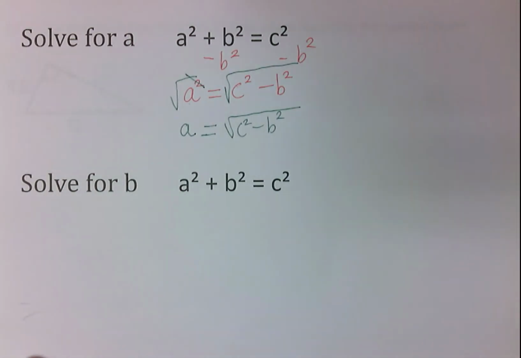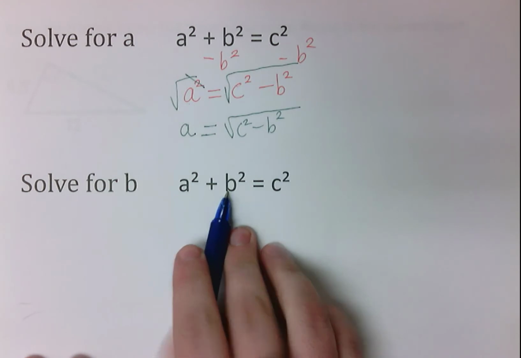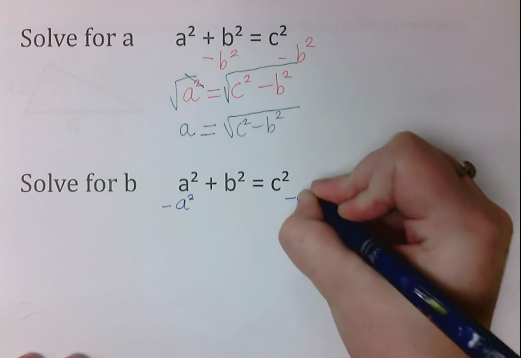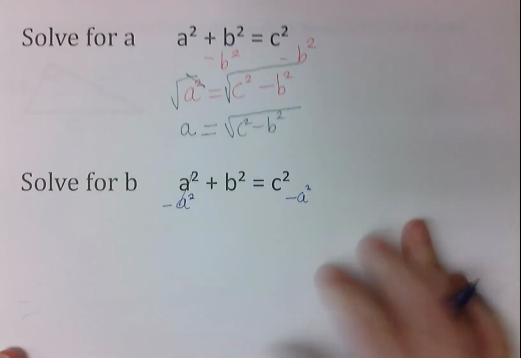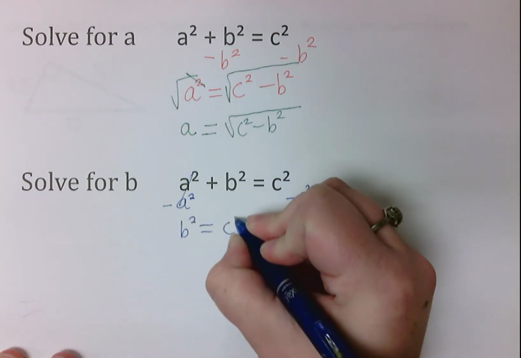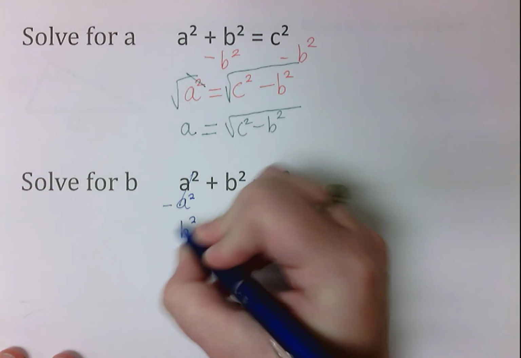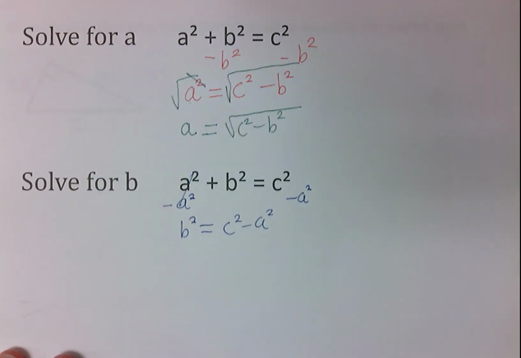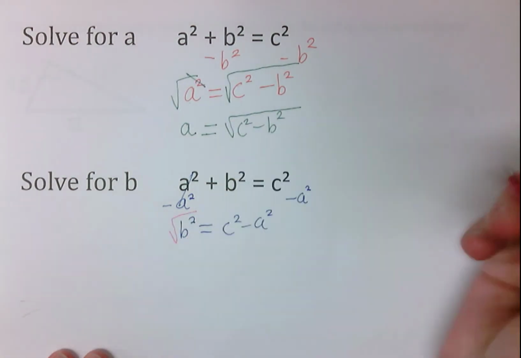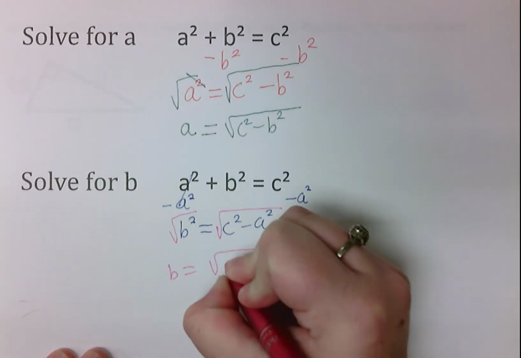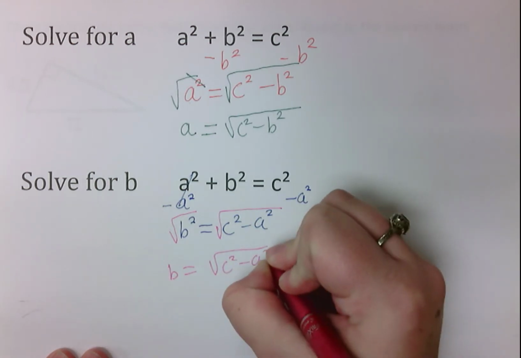All right, so we're going to look at solving for B this time. So this time, instead of subtracting B squared, I'm going to subtract A squared. Notice very similar process, I'm just subtracting a different one. So I end up with B squared is equal to C squared minus A squared. Now, because I want B by itself, I am going to take the square root of both sides. And I get B is equal to the square root of C squared minus A squared.